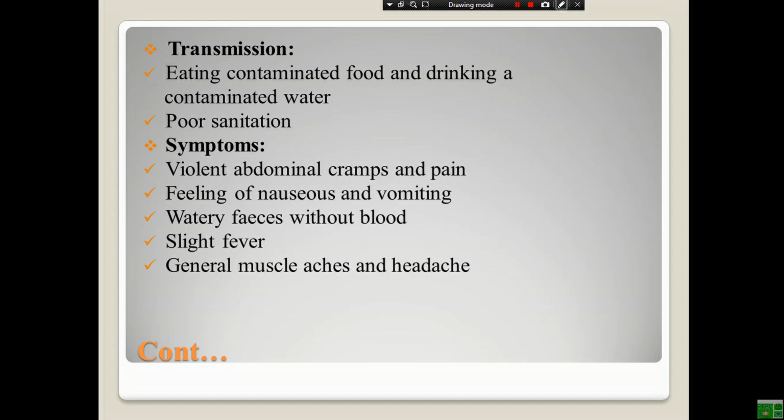Diarrhea is transmitted by eating contaminated food and drinking contaminated water, with the presence of poor sanitation. Symptoms: violent abdominal cramps and pain, feeling nauseous, and vomiting, watery feces without blood, slight fever, general muscle ache, and also headache.